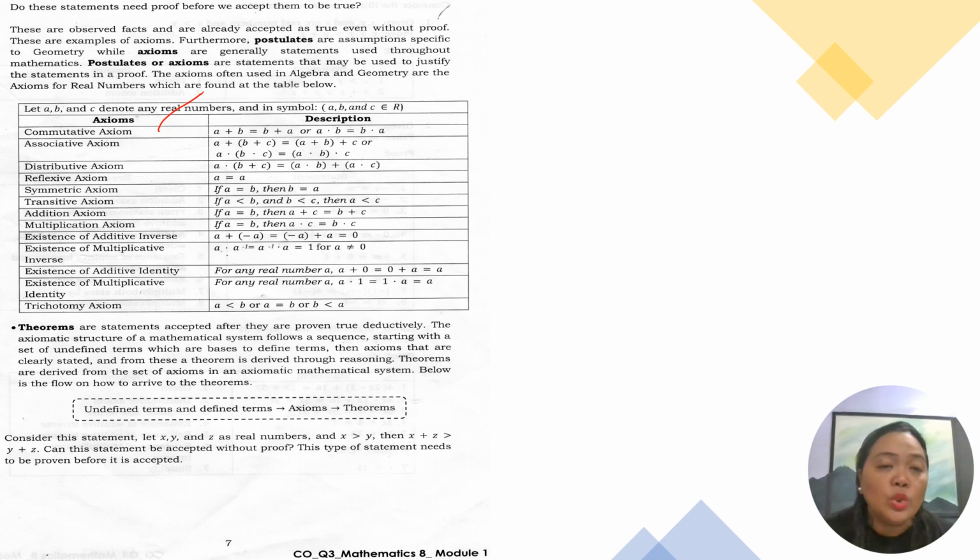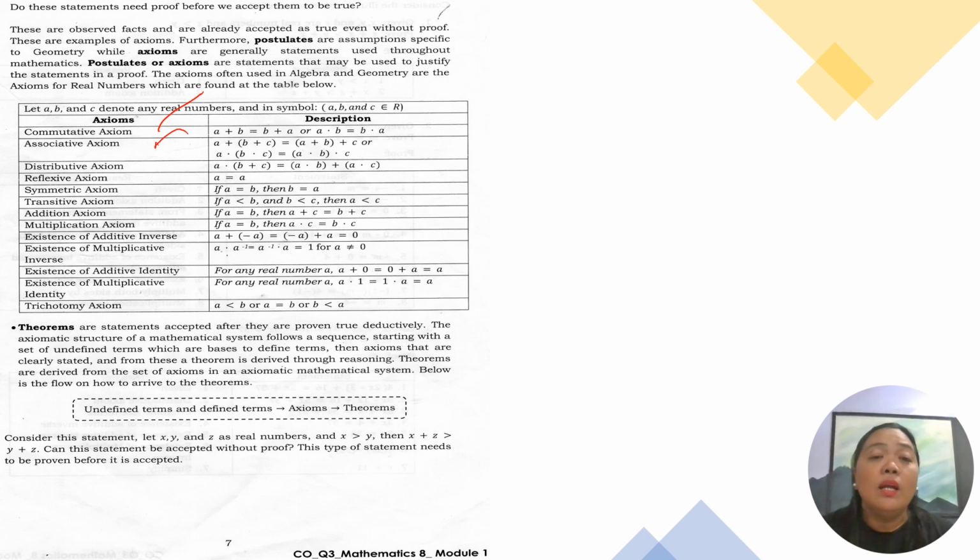What about the associative property? For the associative property, or we call it the associative axiom in geometry, notice that in the associative axiom, we use groupings as denoted by the parentheses. It says that the groupings of the addends does not affect the sum. Suppose we have the addends A, B, and C. A plus B plus C. We need to add two addends first, right?